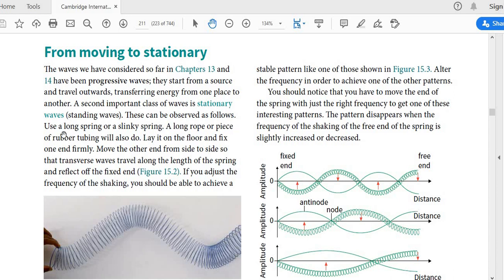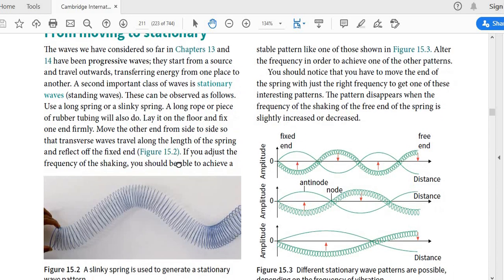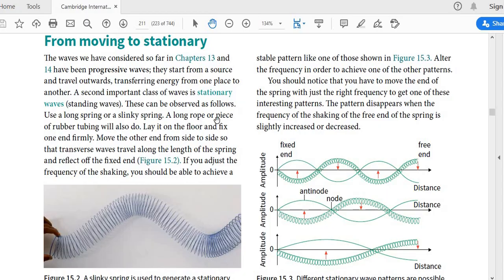Okay, these can be observed as follows. Use a long spring or slinky spring. A long rope or piece of rubber tubing will also do. Lay it on the floor and fix one end firmly.